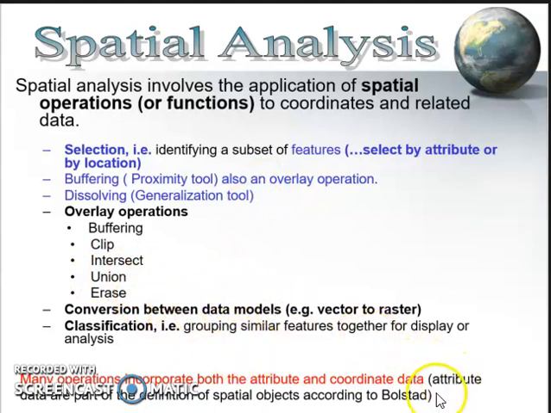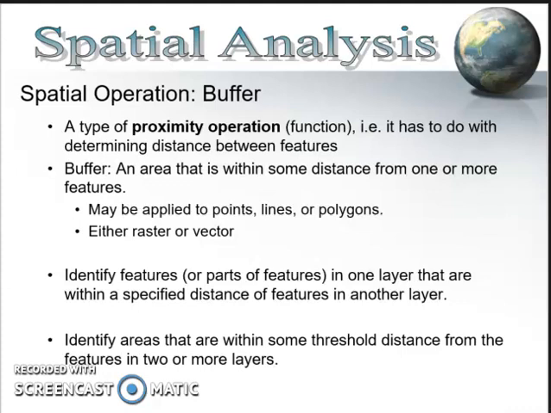And again, many operations incorporate both the attribute and coordinate data. Attribute data are part of the definition of spatial objects according to Bolstad. As I mentioned earlier, proximity operations have to do with determining the distance between features.